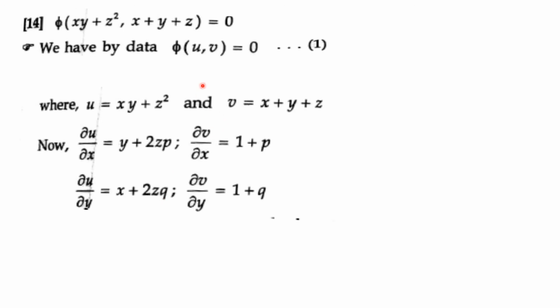Next we have to differentiate v partially with respect to x and y. So differentiation of v with respect to x: x with respect to x is 1, y with respect to x is 0, z with respect to x is dou z by dou x. So that will be equal to p. Next we have to differentiate with respect to y. So x will be 0, y is 1, z will be dou z by dou y. So that will be equal to q.